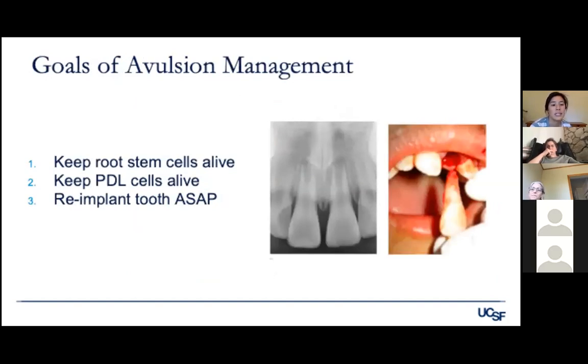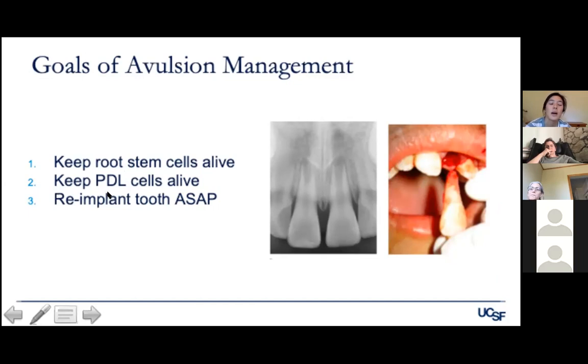We want to maintain the cells, and we want to make sure those cells are alive. So there's 2 basic cell types. One is the root stem cells. So as you can see in this photo and in this one, the root is blunted. It's not very pointy at the end. The pulp right here is very large. These roots are still developing. So that means that there's stem cells that are there to try and continue that root development.